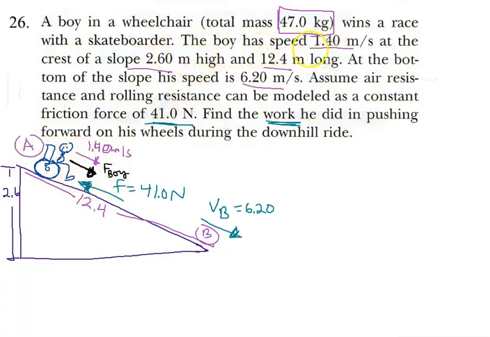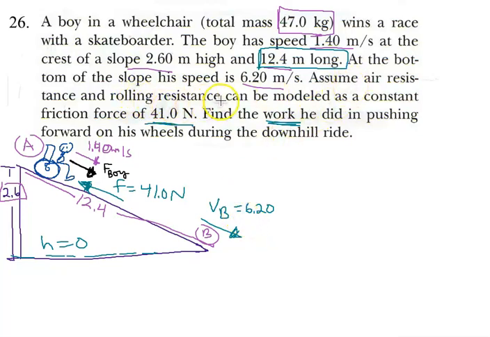Okay, so the boy has a speed of 1.4 meters per second at point A, so he's got kinetic energy at point A, at the top of a slope, and they give you the height of the slope because you need to know how high you are above sea level. And you also have the length of the slope because you need to know the distance through which he traveled to calculate the work done. And at the bottom of the slope, otherwise known as point B, his speed is 6.2. So he also has kinetic energy at the bottom.